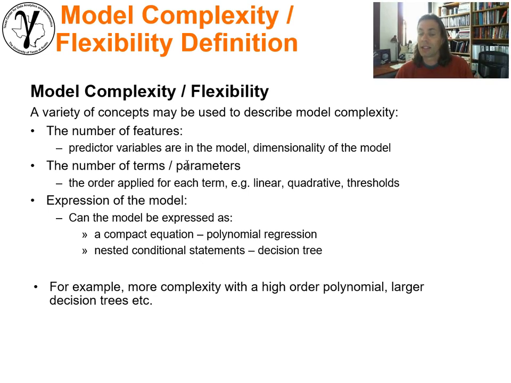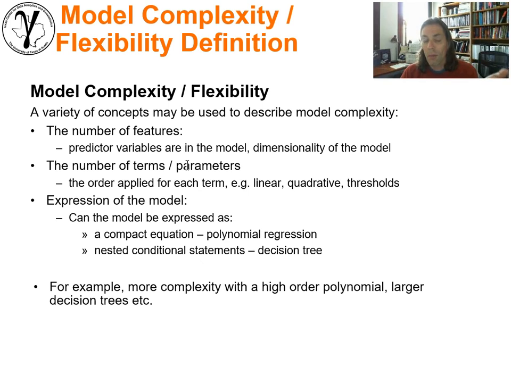We may have a model that has a very simple, compact equation that we can use, like a polynomial type of regression model. Or we may have a situation where we have a nested set of conditional statements, like a decision tree. Or we may have a case like a neural net, where the model becomes a very complicated network of weights, averages, thresholds and signals that is actually quite difficult to write out. So those are different ways that we can think of complexity.